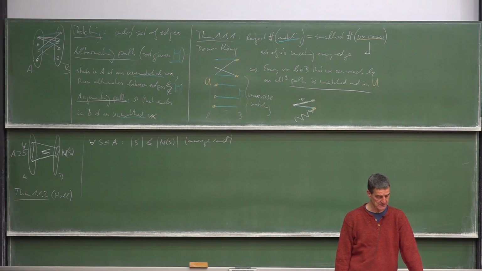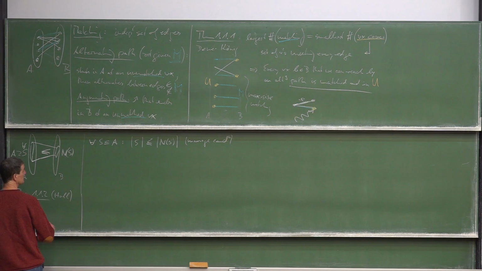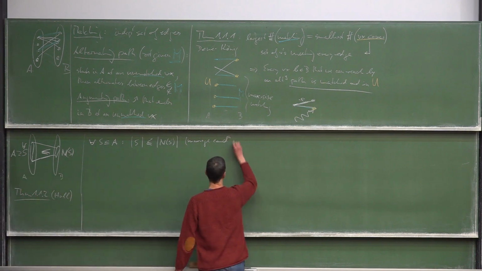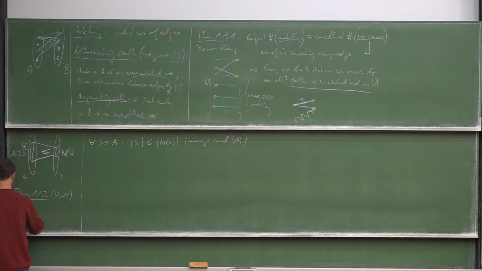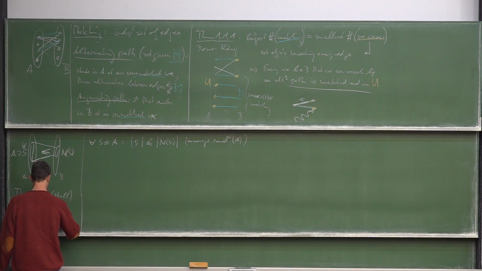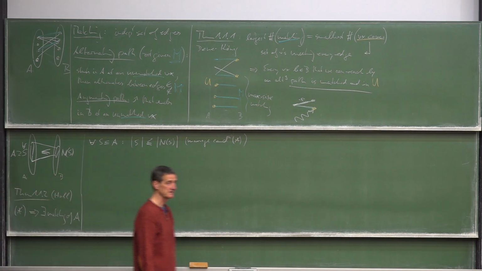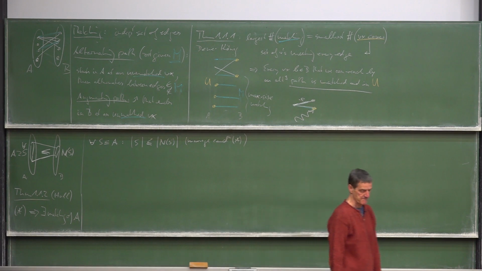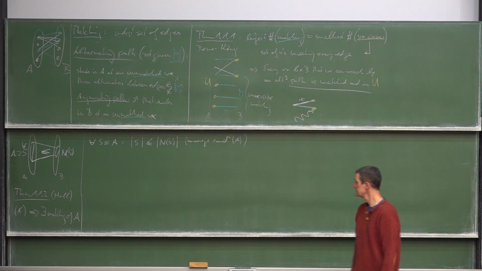Okay, so Hall's theorem from 1935 says that the marriage condition is sufficient for the existence of a matching in A in every bipartite graph AB. Okay. So let's try and prove that.